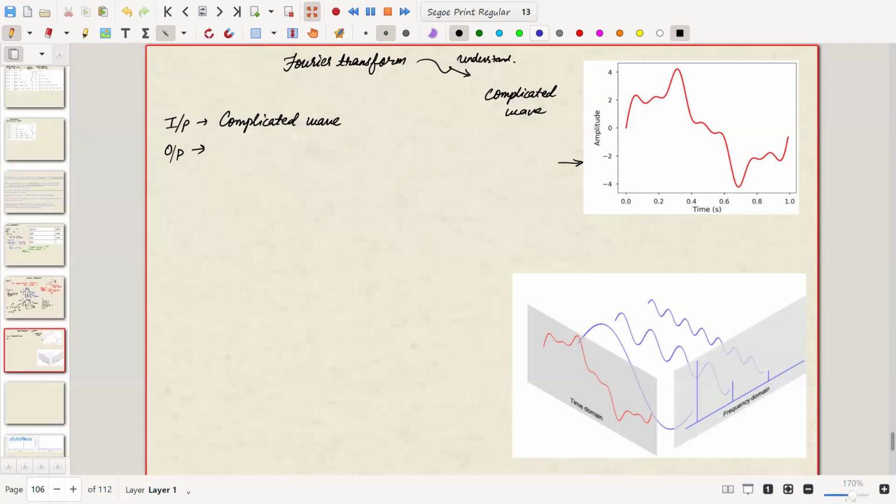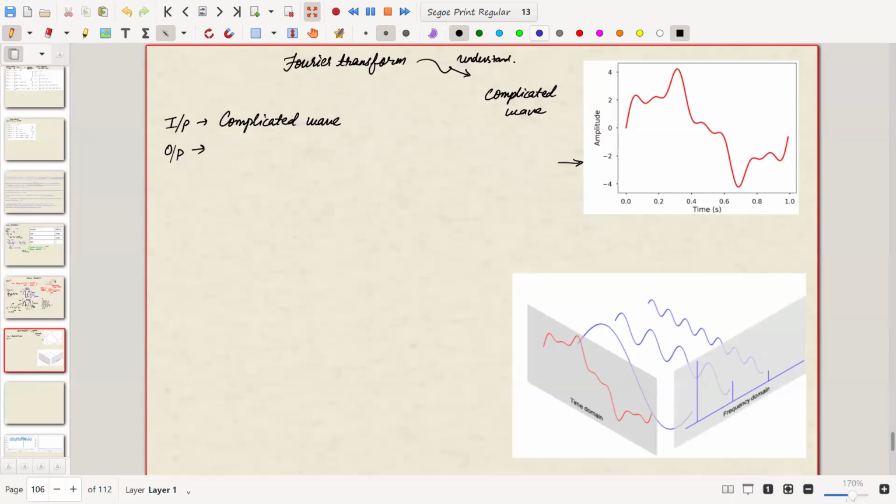Got the idea? Maybe I'll tell it in a better way. It decomposes any complicated signal into a sum of fundamental sine and cosine waves. Any wave you give, it will decompose the given input signal into the sum of both sine and cosine waves, which will add up to the original input wave.